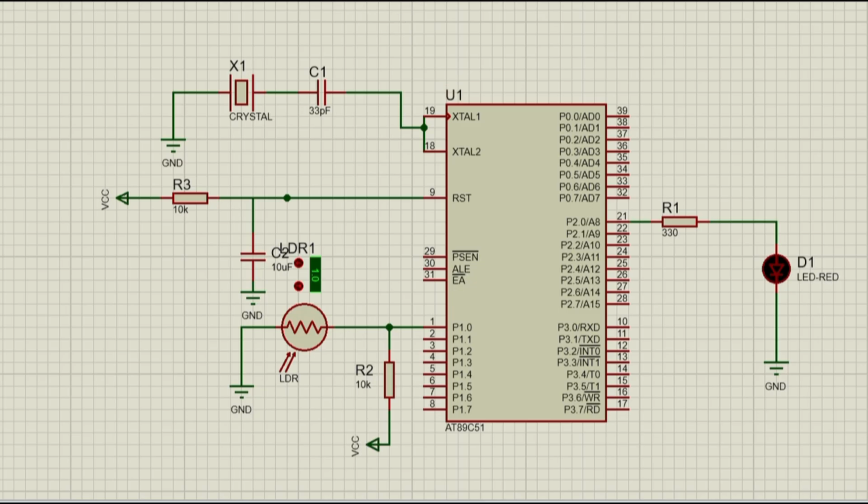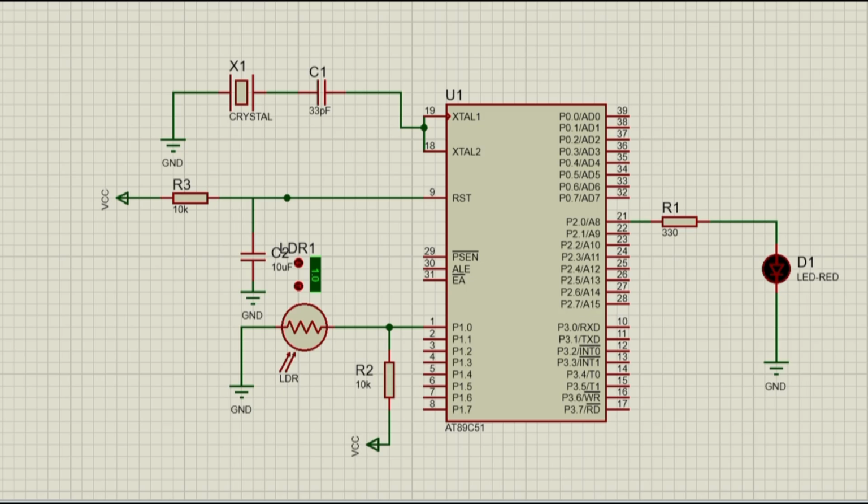Light falls on the LDR causing its resistance to change. This change in resistance alters the voltage at the input pin of the microcontroller connected to LDR and R2. The AT89C51 reads this voltage. Based on a program threshold, the microcontroller decides whether the light level is above or below a certain point. The microcontroller then drives its output pin connected to the LED, turning it on or off to indicate the light conditions.